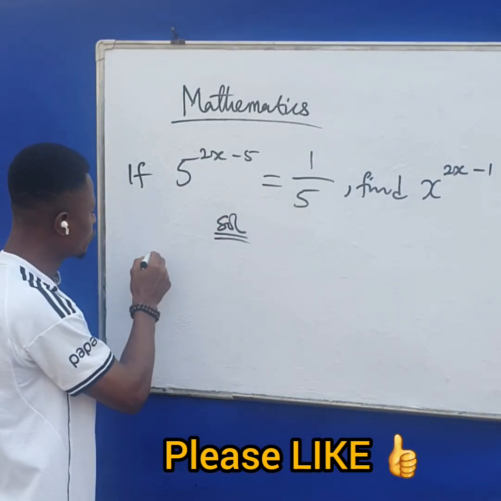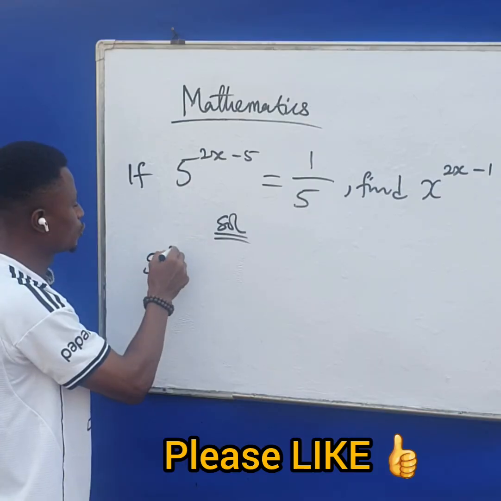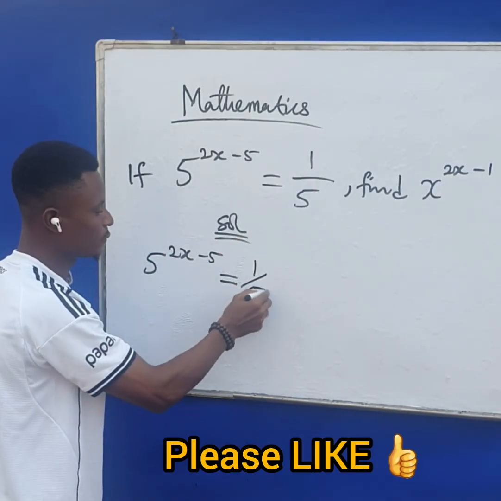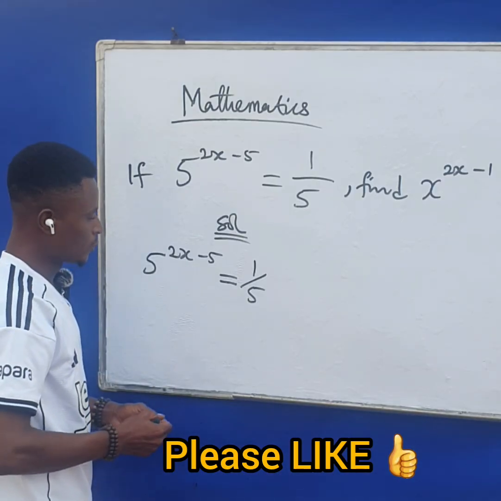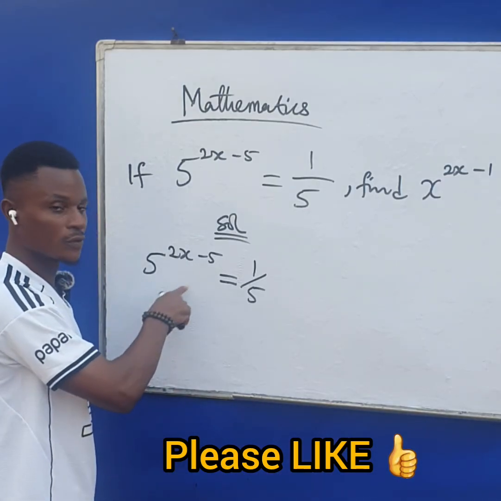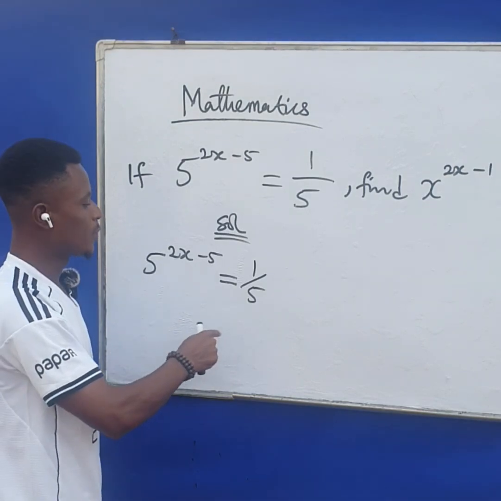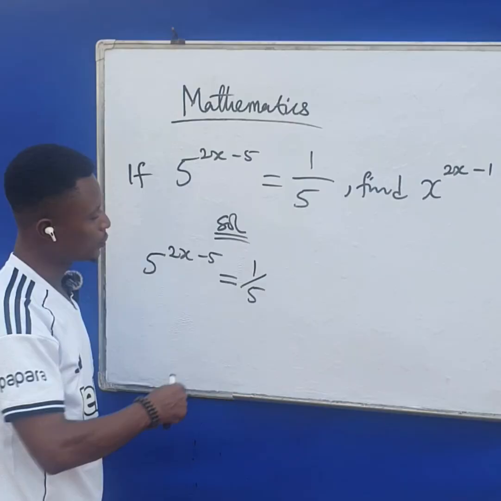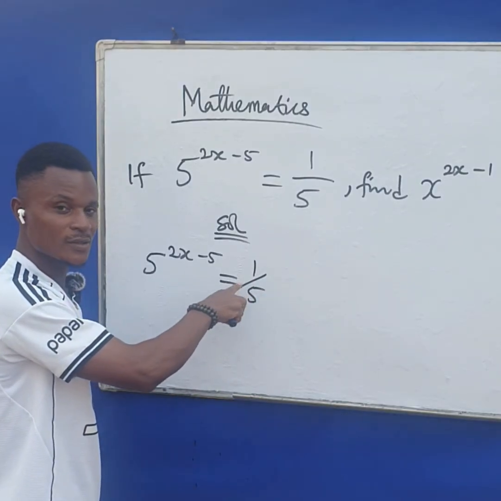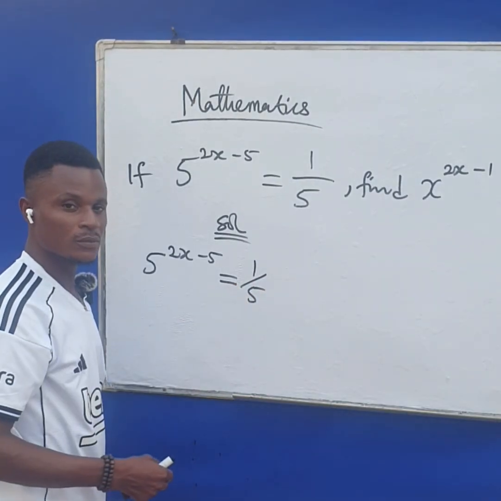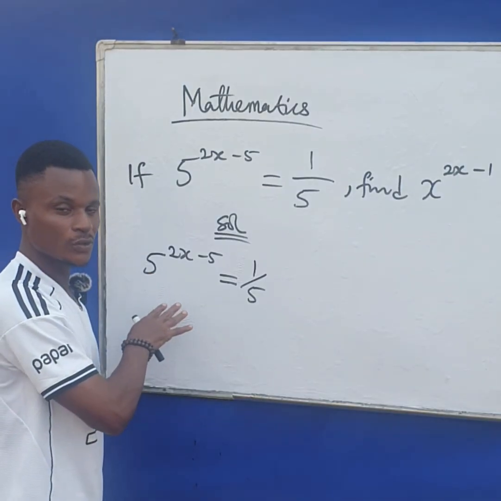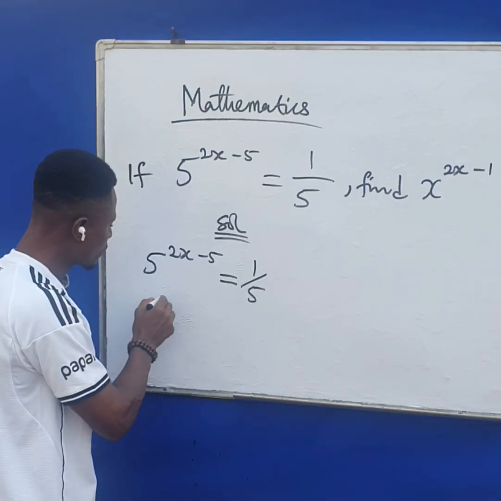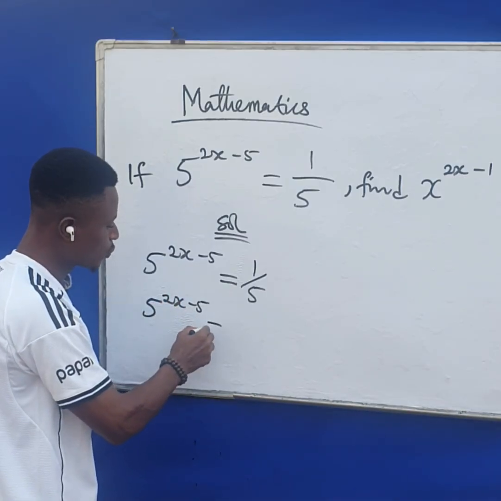Let's write down the equation that is given to us, which is 5 raised to the power of 2x minus 5 equal to 1 over 5. Now, if you look at this equation, you notice that the left-hand side of the equation is in exponential form, while the right-hand side is not in exponential form. So what we are going to do is rewrite this right-hand side to be in exponential form so that it will correspond with the left-hand side of the equation. You understand? All right, so let's write down this left. You have 5 raised to the power of 2x minus 5, then equal to.